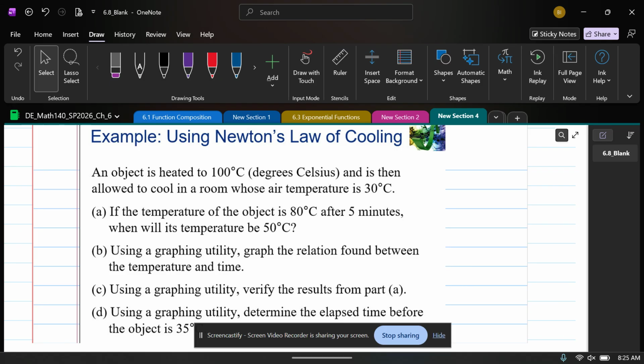Now, if you're in Colorado around Denver, up in the elevations, the boiling point changes. It goes down, actually. But if you're in Tennessee and you boil something in water, it's going to be 100 degrees. Okay, so maybe we boiled some soup, and it was boiling when we poured it in the bowl, and then we allowed it to cool in a room whose air temperature was 30 degrees Celsius. The temperature of the object is 80 degrees after 5 minutes. Okay, so we've got some stuff going on here.